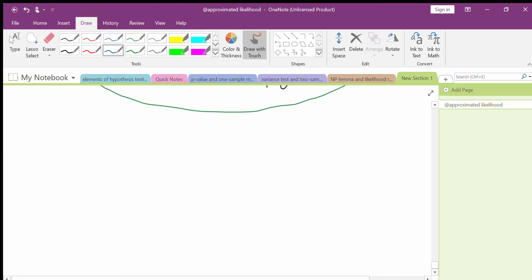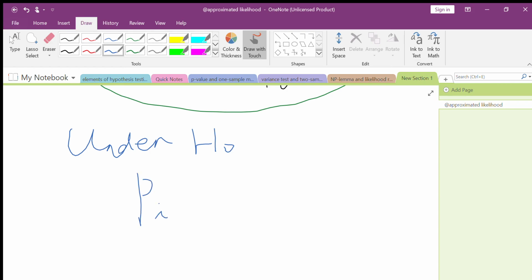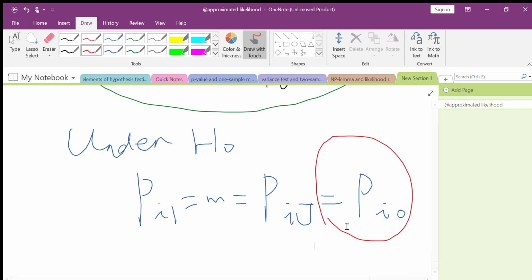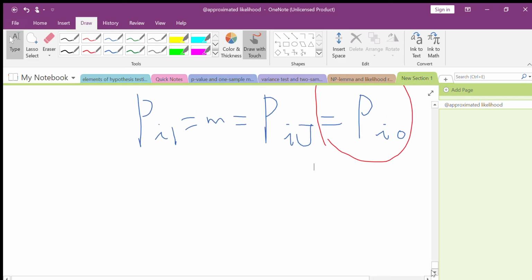For the homogeneity test, we just directly apply the chi-square test statistic. But before that, we need to calculate the MLE, because under H null, Pi1 all the way to PiJ equals some pre-specified value Pi0, and we need to get the MLE of this quantity.